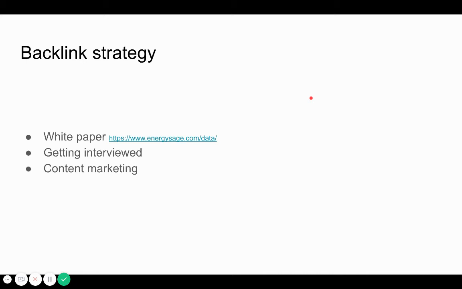So, backlink strategy. I think the major three backlink strategies they are taking: they don't really do outreach to get a guest post or whatever. They don't beg for backlinks all over the internet. They kind of focus on themselves. They do white papers, and they are very high quality. You can click open them.